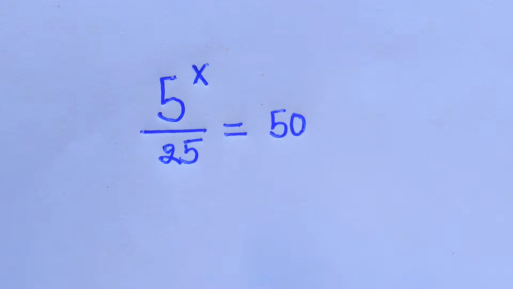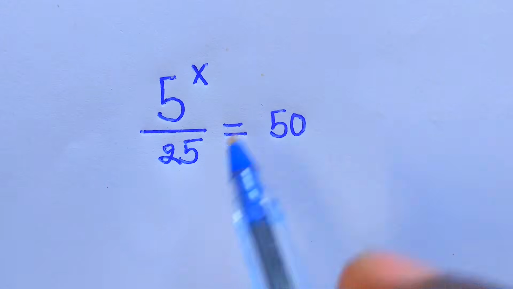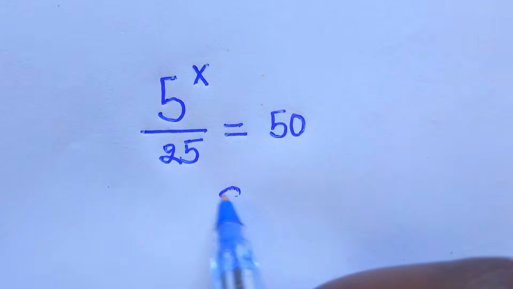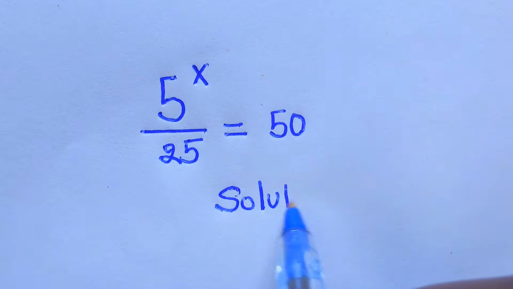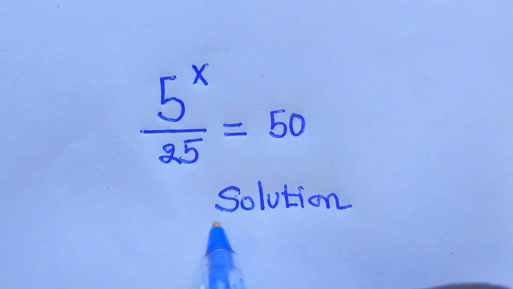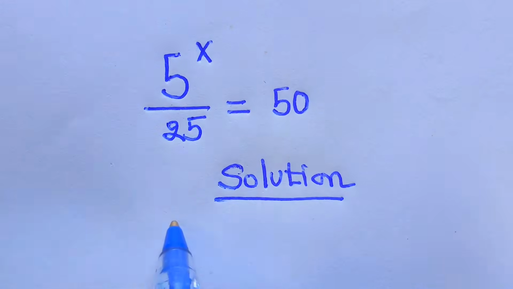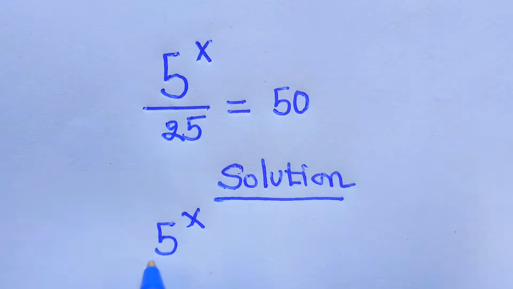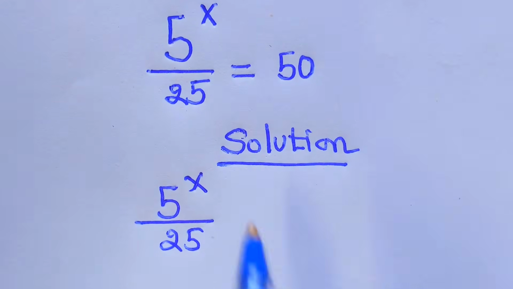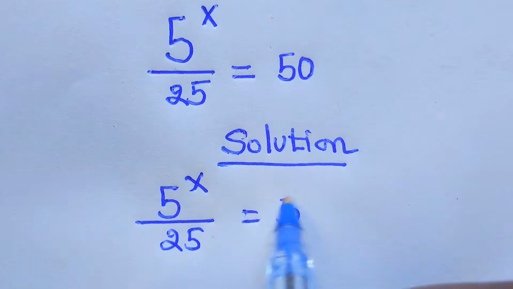5 power x over 25 equal to 50, and of course you are supposed to find the value of x. Solution. And of course, as you know, we have to copy what we have: 5 power x over 25, and this should be equals to 50.